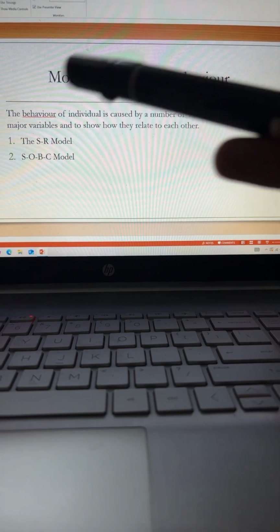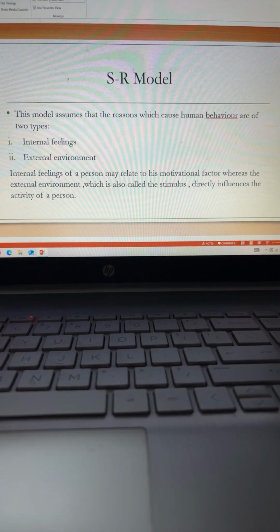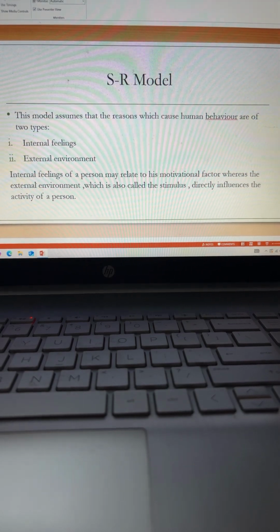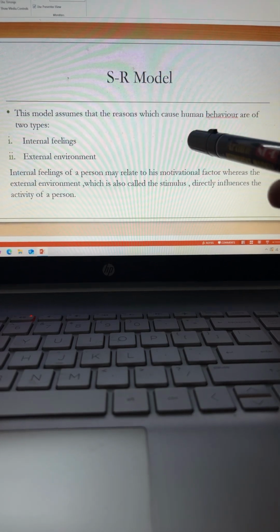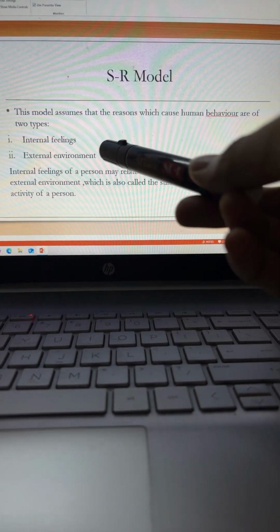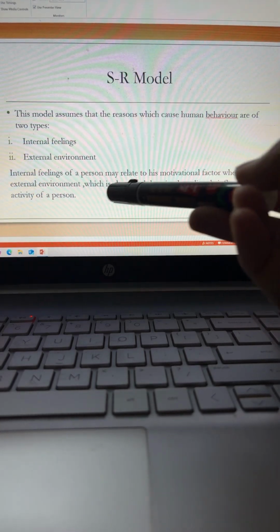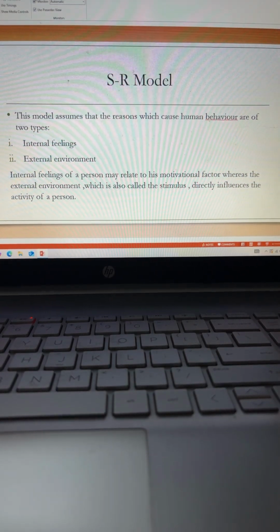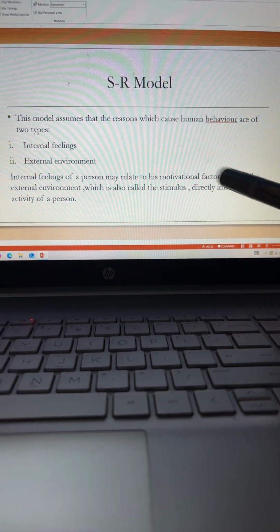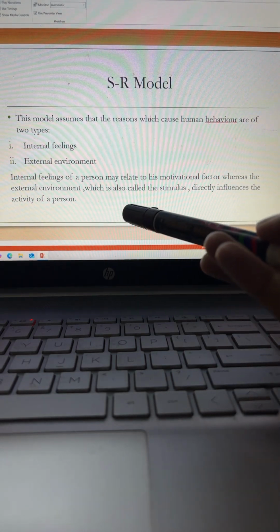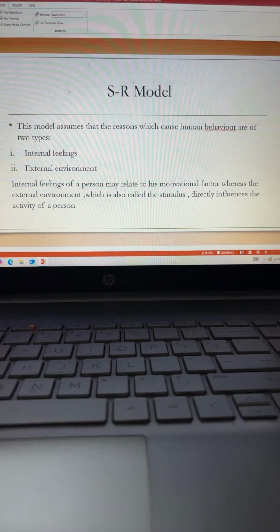model as well as the SOBC model. We will discuss them one by one. The SR model is basically the stimulus and response model. This model says that human behaviors are of two types, the internal feeling as well as the external environment. Internal feeling means the feeling that an individual internally feels related to his motivational factors, whereas the external environment, which is called the stimulus, directly influences the activities of the individual.